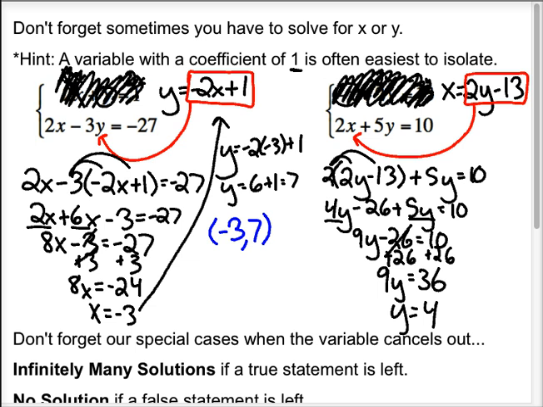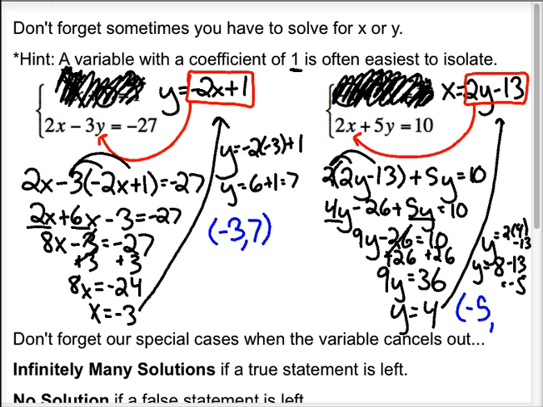And then what do I do? I take that 4 and I plug it into my box. So x equals 2 times 4 minus 13. So 8 minus 13 is going to give me a negative 5. So my x is a negative 5 and my y is 4. Okay, remember, each time you do this, you need to get the xy pair, all right? And you have to write it as a point.